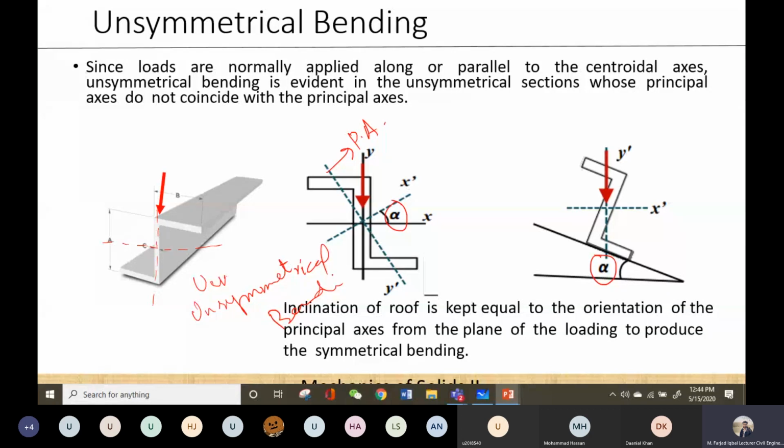So this is one method to change the orientation, because it is sometimes not feasible to apply the loading in this direction. Loads are usually acting in the original horizontal and vertical direction. So if you want to induce a symmetrical bending in case of an unsymmetrical section, you will simply rotate it and apply the load in the vertical direction, and then you can get the symmetrical bending in there.